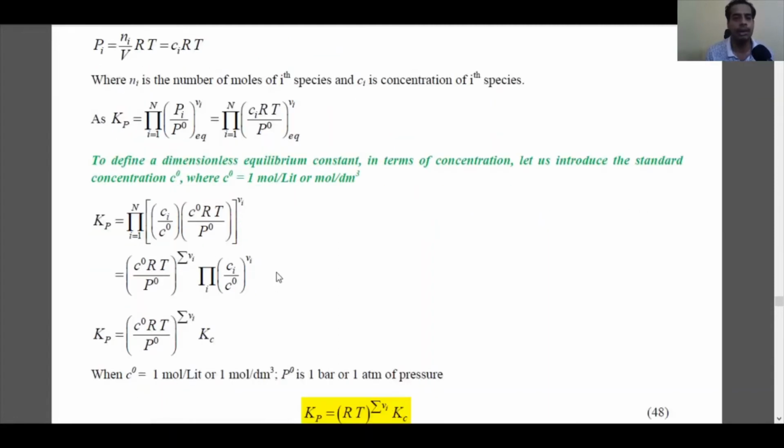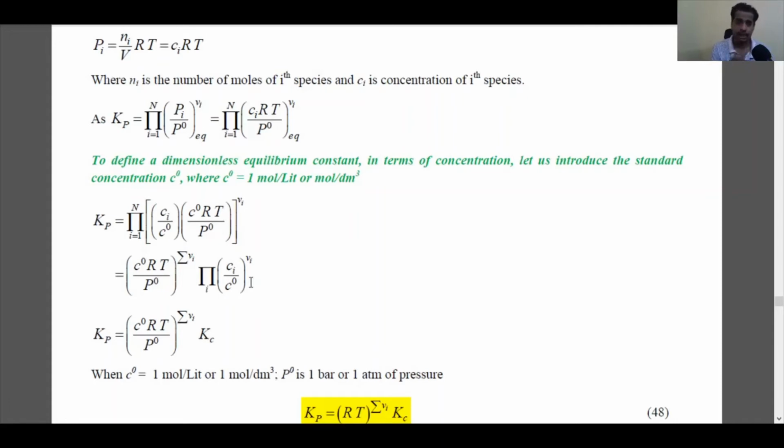So what will I get? I will get an expression like Ci by C0 into C0RT by P0. I'll separate out C0RT by P0, since these are all constants. That gives C0RT by P0 raised to the sum over Vi, and then the pi product operator of (Ci by C0) raised to Vi. This pi product operator of (Ci by C0) raised to Vi, what does it mean?